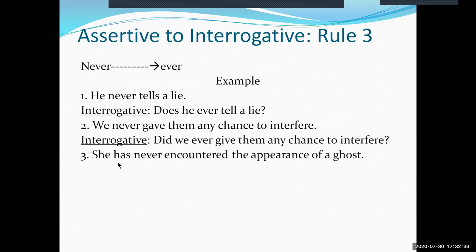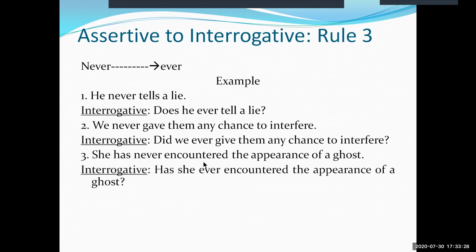This is example number 3, in which you will find the tense present perfect. To make this sentence interrogative, you need to use the affirmative adverb ever in place of the negative adverb never, and then take the auxiliary verb at the beginning before the subject. So let us take the auxiliary verb has at the beginning of the interrogative sentence, then the subject, and then ever, and the remaining part of the sentence is to be written as it is. So the interrogative sentence will read like, has she ever encountered the appearance of a ghost? This is the interrogative form of the practice sentence 3 here.